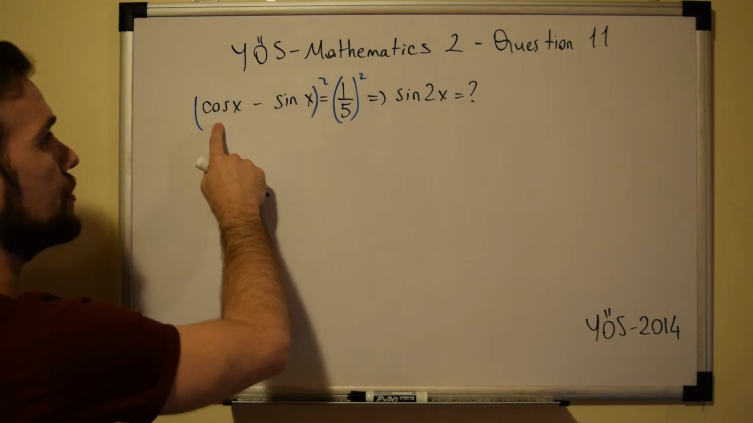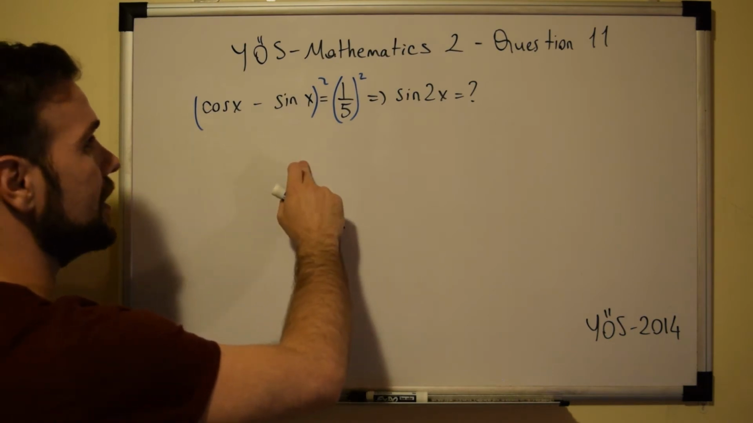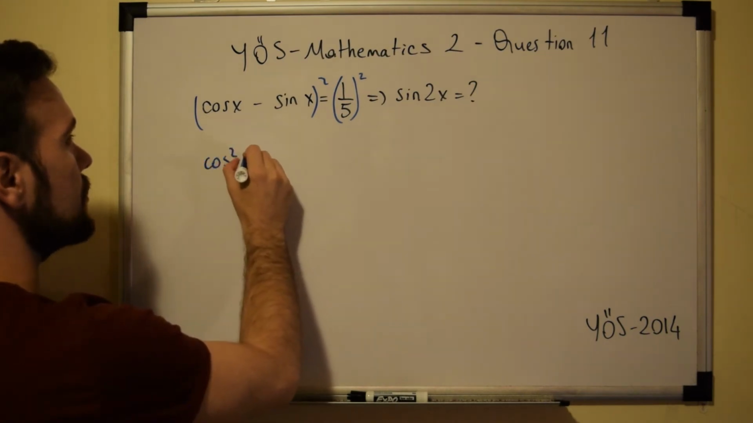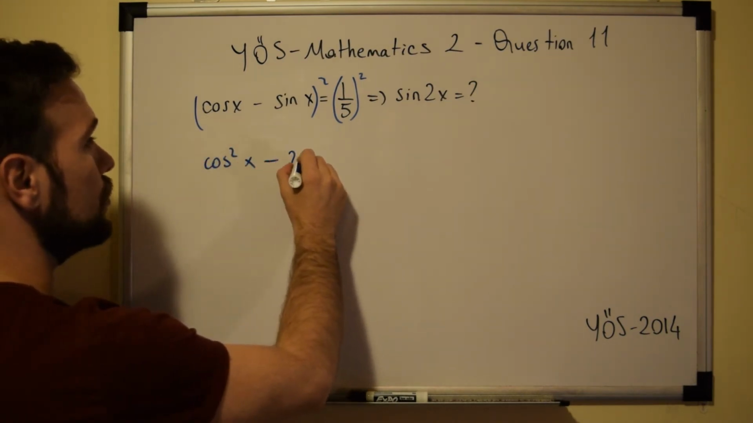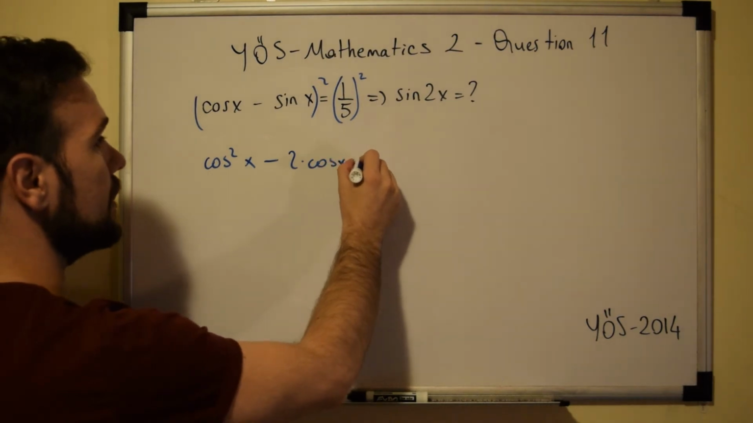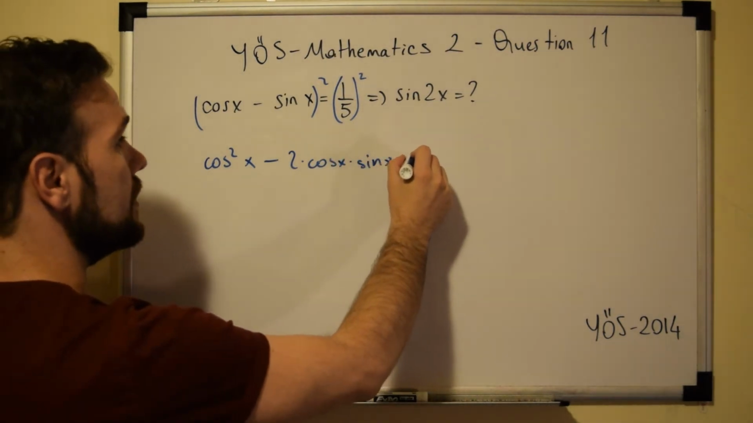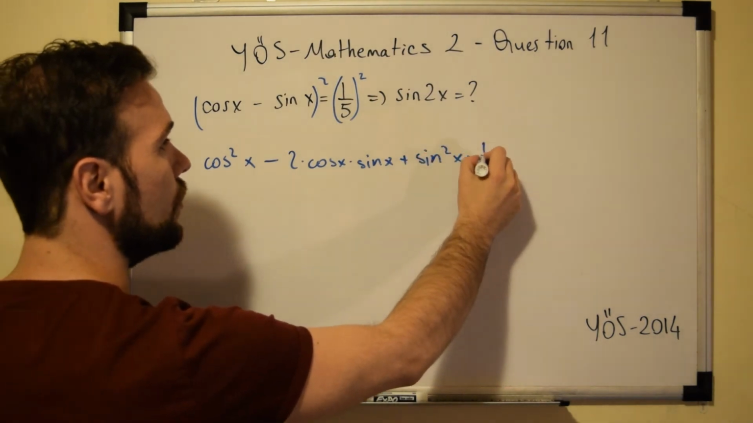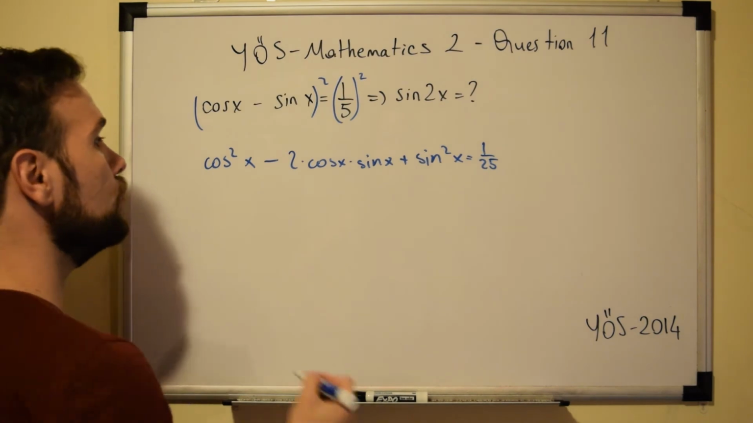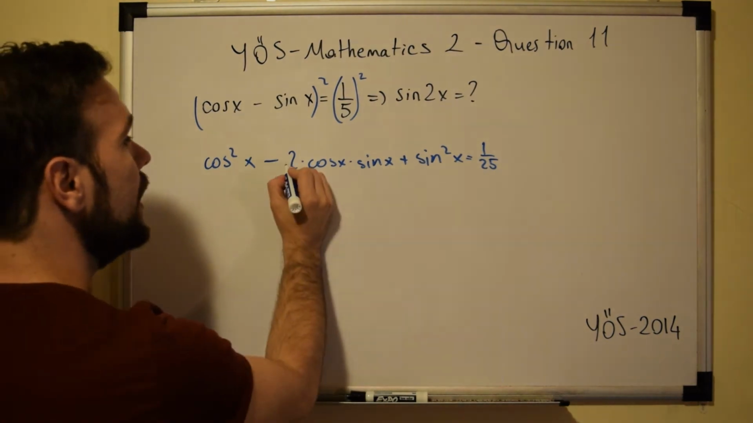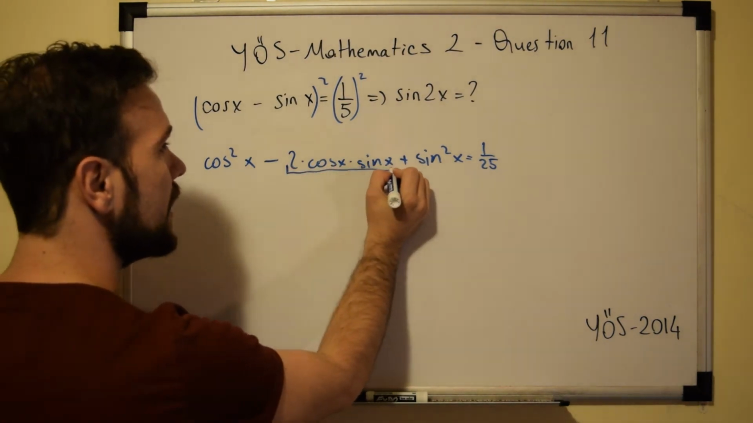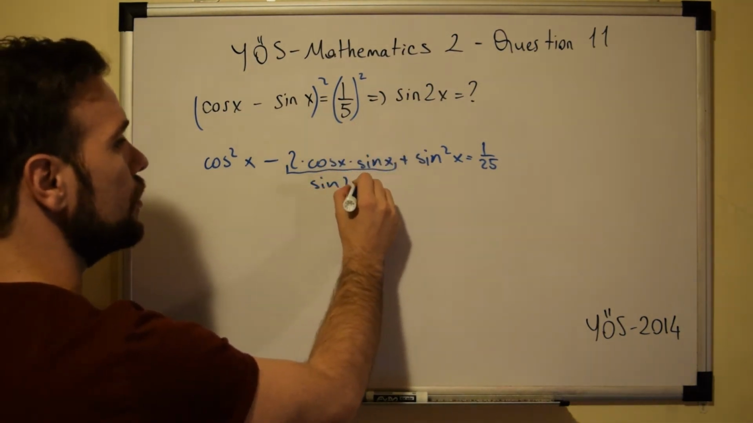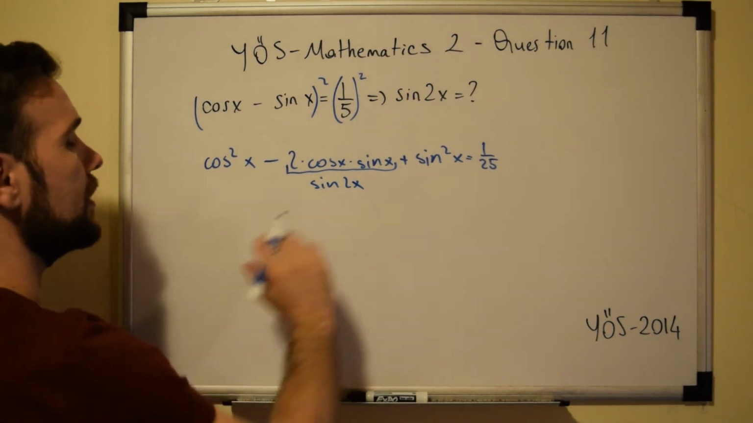We have the first number squared minus 2 times the first number times the second number plus the second number squared. So we have cosine square of x minus 2 times cosine of x times sine of x plus sine square of x, which is equal to 1 over 25. Now what do we have to know here? We have to know that 2 times cosine of x times sine of x is always equal to sine of 2x. This is something that we should know.